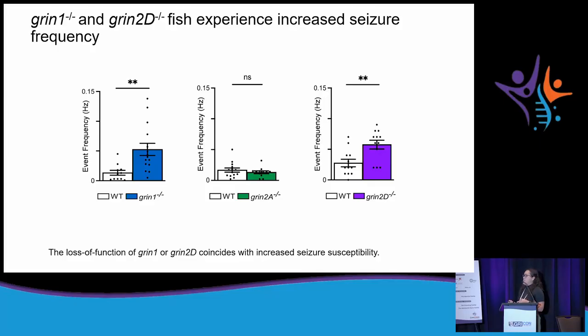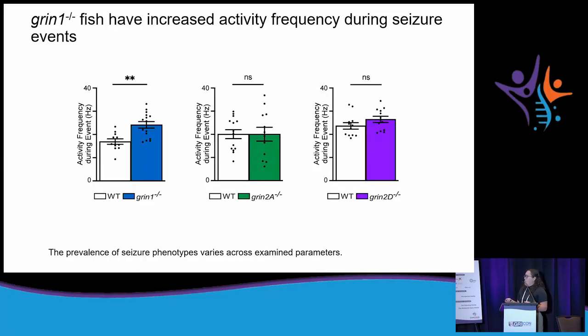with increased seizure susceptibility. What starts to become interesting is when I look at all the different parameters that I'm looking at, the phenotypes aren't always the same for the same animals. So here, when I look at the activity frequency during seizure events, I only see a significant increase in the GRIN1 loss of function animals and not the GRIN2A and GRIN2D lacking animals. So the prevalence of these seizure phenotypes seems to vary across my examined parameters.